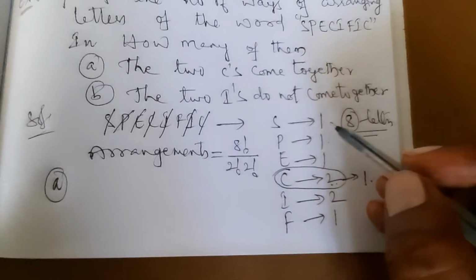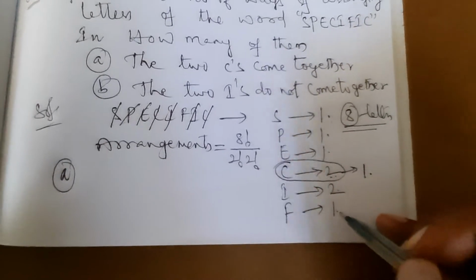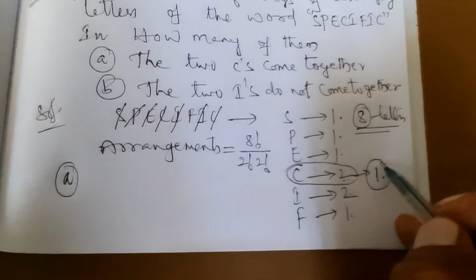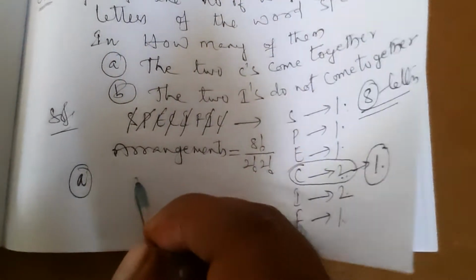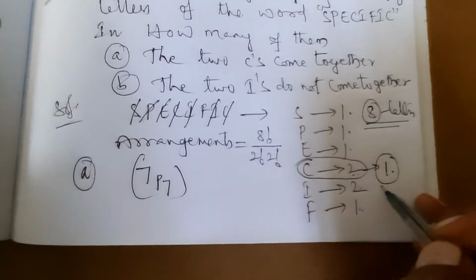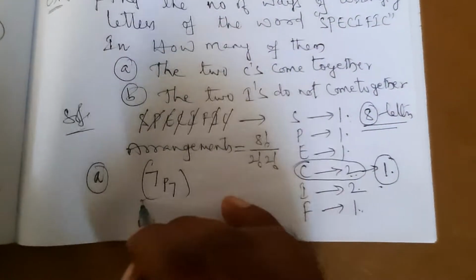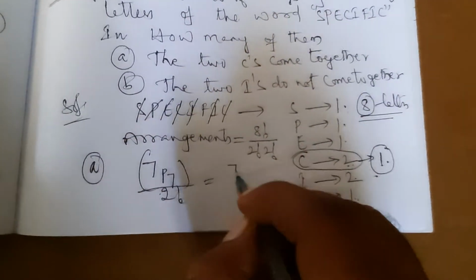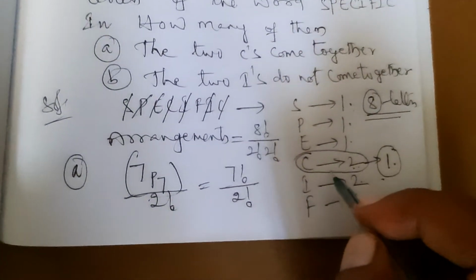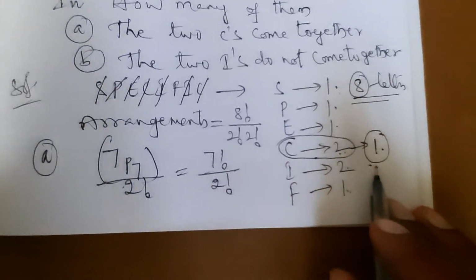Now how many remaining letters are there? 1, 2, 3, 4, 5, 6. 6 remaining letters, and 1 unit of C. How many units are there? 7 units are there. These 7 units can be arranged in 7P7 ways, which means 7 factorial. Since 2 I's are there, it is divided by 2 factorial, so in total you will get 7 factorial by 2 factorial. Now the two C's come together. Now can we do any internal arrangement between the C's?